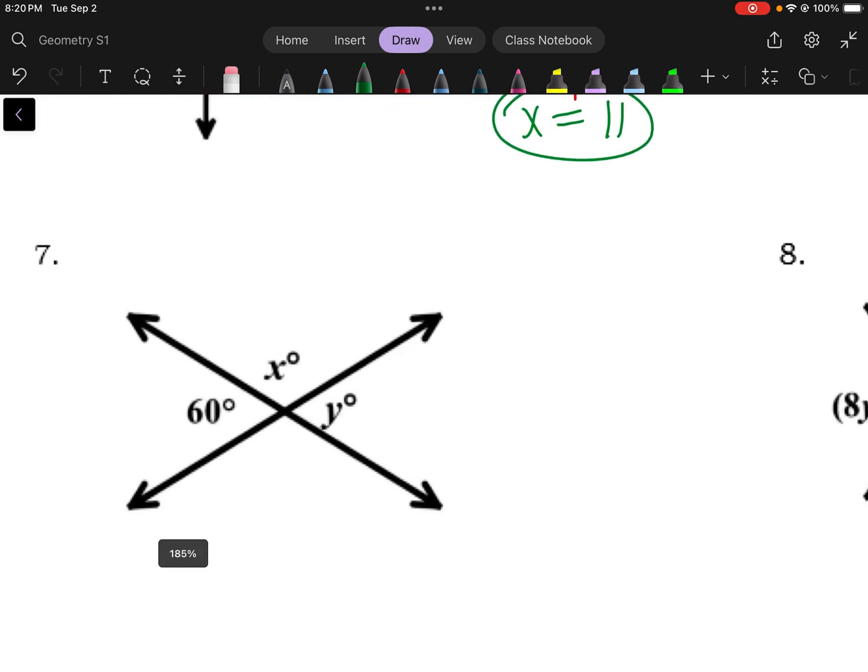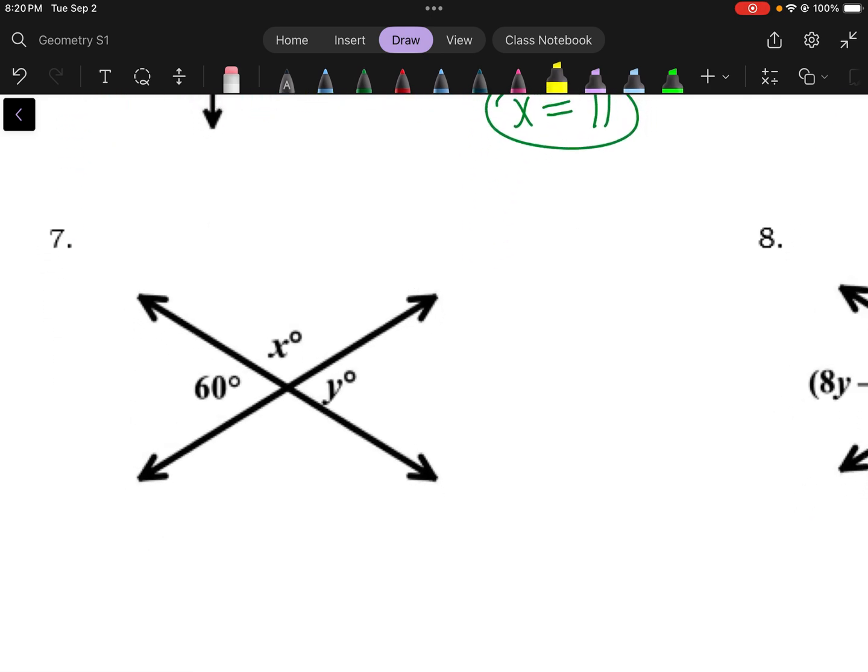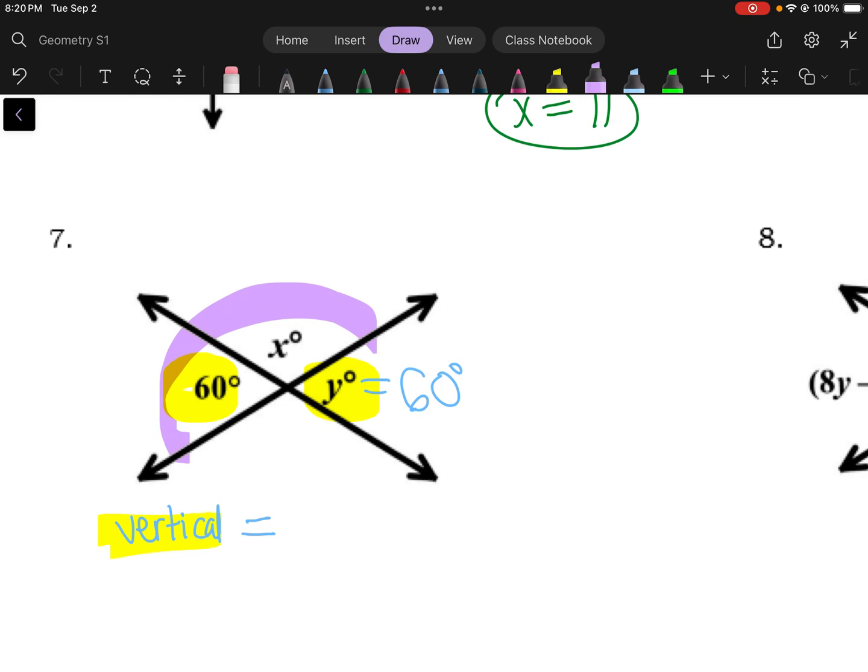All right. For number 7, you have to use 60 in 2 different ways. So if they are across the way from each other, these angles are vertical angles, and vertical angles are equal. Vertical means equal. So y just equals 60 degrees, and there you go. And then you need to look for the straight lines. Okay. Oh, sorry. To be fancy, vertical angles are congruent to each other.